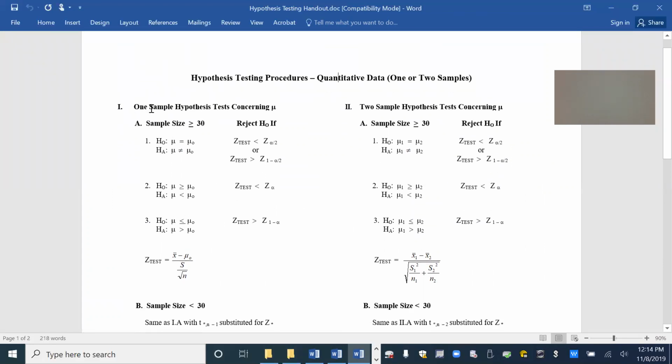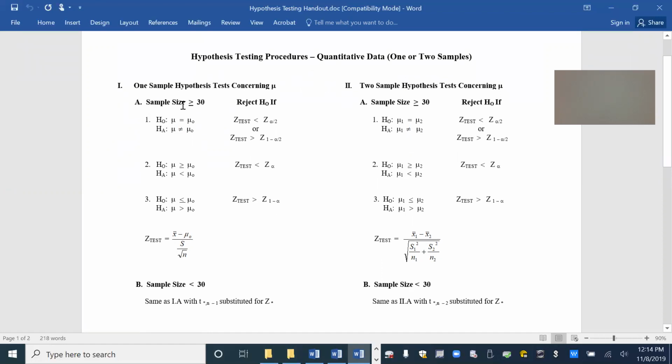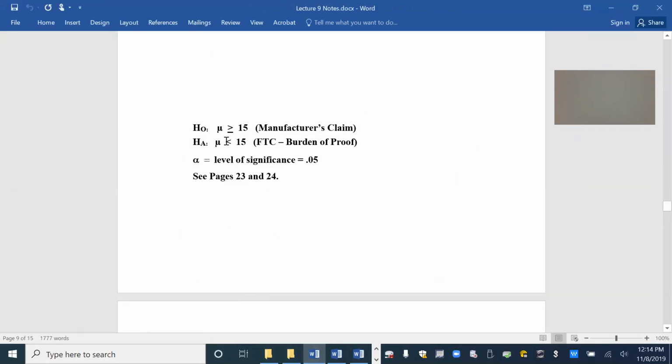Do we have one sample? Yeah, I got one sample of 36. Okay. Did we sample over 30? Yeah. Okay, so far I got a 1A. Okay. How did my alternative look? It was a less than.